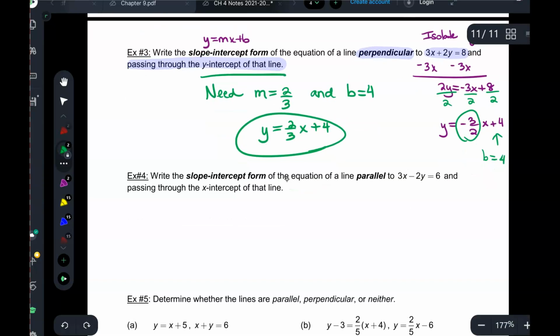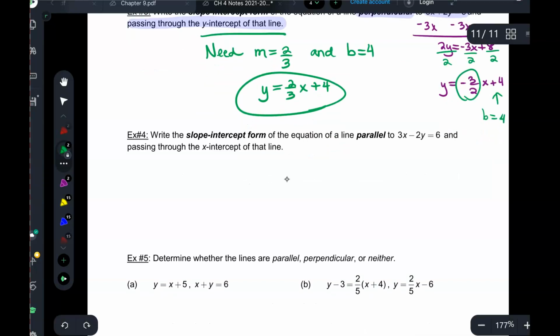Okay, a little bit of a better question for this part. What does it mean if this is negative and this is positive? If one is positive and one is negative, they're perpendicular.